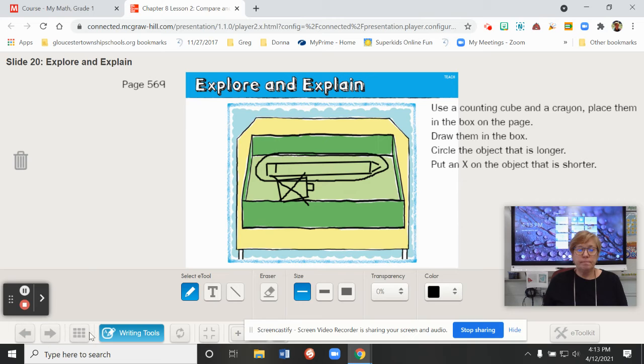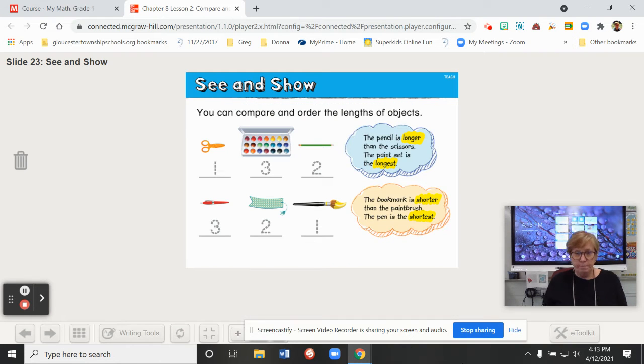Turn the page and go to our See and Show. Now, I will tell you that for this lesson, some things I can hold up and show you, and then others we're just going to go by the pictures on the paper. I brought as many materials as I could to show you for real, but for one or two things, we're going to have to depend on the book. So you can compare and order the lengths of objects.